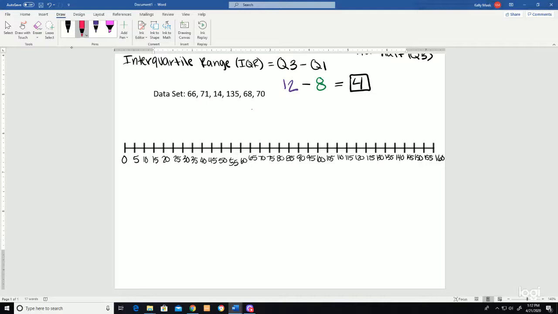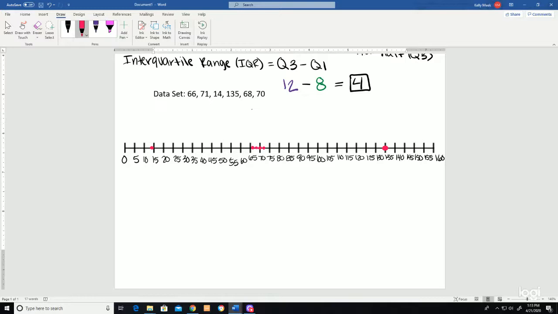And I'm going to go ahead and mark these. So we have a guy at 66, right on the other side of 65. We have someone at 71, so like right there. We have someone at 14 all the way down there. 135, so that's going to be right here. 68, right here. And then 70. Oh man, there's a lot of dots in that little area. Let me rearrange these a bit. So we have 70, 68, and 71.